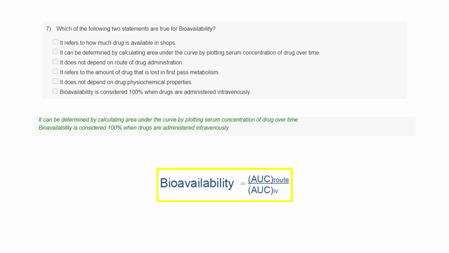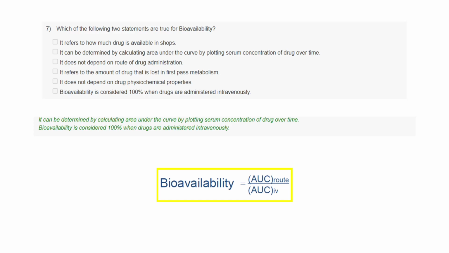Next is it does not depend on route of drug administration, which is also false because in the previous question we saw that depending on how you are administering a drug will change how much drug is available. So that is again a false statement. Fourth is it refers to the amount of drug that is lost in first pass metabolism. That has nothing to do with bioavailability. That is a different concept. Fifth is it does not depend on drug physicochemical properties, which is also false because it will depend on the drug physicochemical properties.